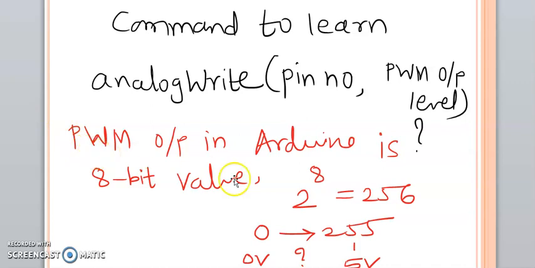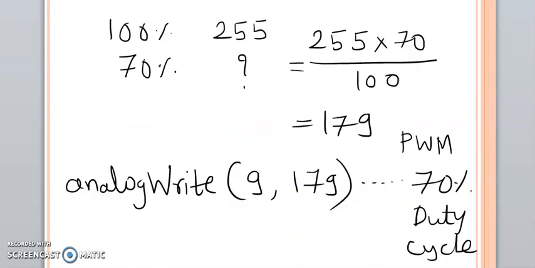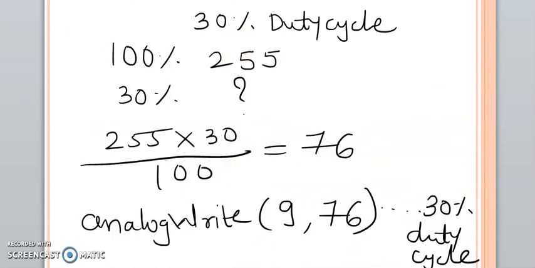This is because PWM output in Arduino is an 8-bit value. So 2 raised to 8 means there will be a total of 256 values, and if you start from 0, that is going to range from 0 to 255. So this number, the PWM output level, is always going to range from 0 to 255 depending upon the duty cycle that you want to generate. So let us continue our discussion on the same topic.